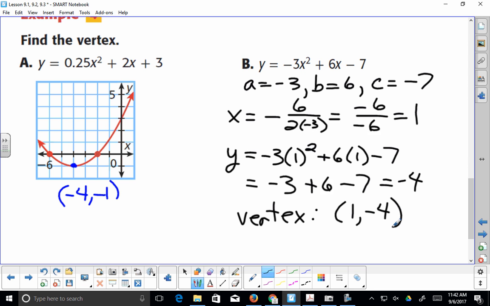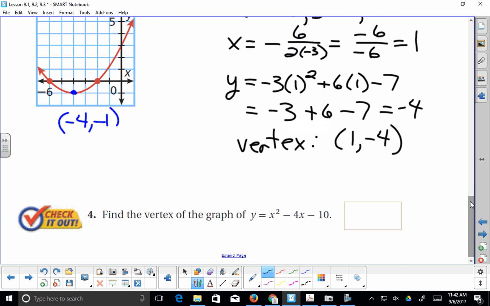So you need to be prepared to have a question like this where I ask for the axis of symmetry, ask for the max value or min value, and the vertex. So you need to be able to do all of them. All right, so here's another one. y equals x squared minus 4x minus 10. Find the vertex.